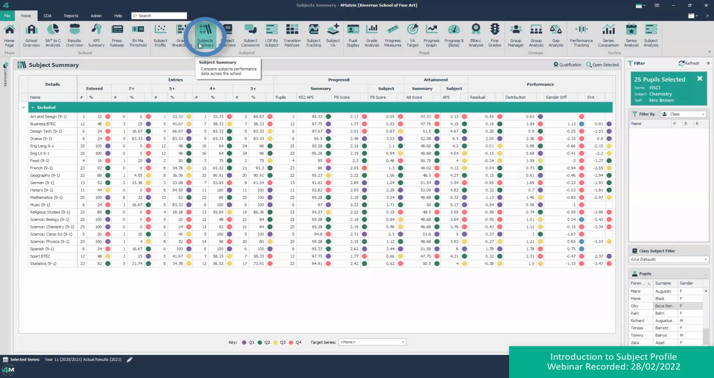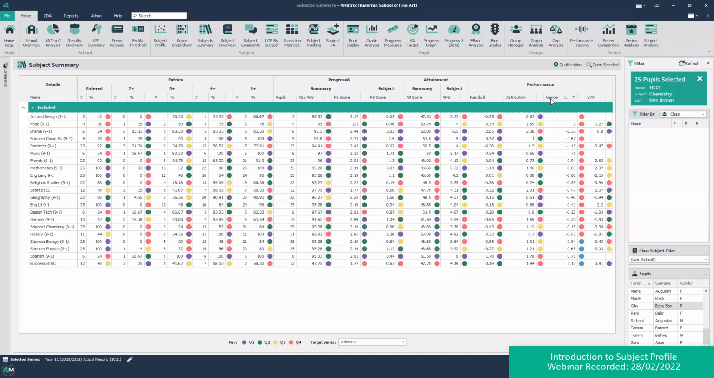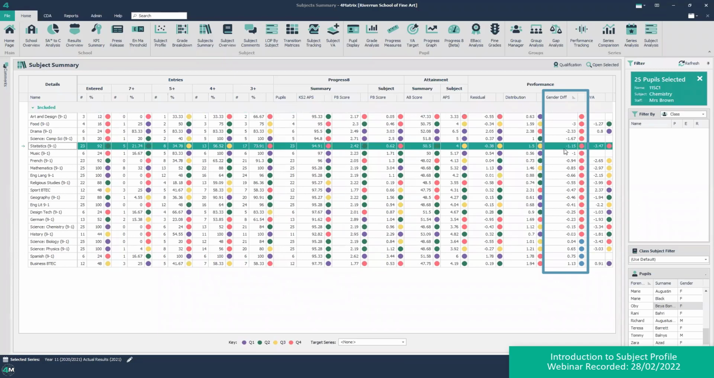So if we look at the subject summary tool, which we'll come back to and have a look at in a minute in more detail, we can have a look at this gender diff column here by sorting by it. And you can see here there's a fairly substantial difference between the relative performance of boys and girls in that particular subject. There's some subjects here that are even more extreme, but I've used statistics because there's a lot more pupils studying it, so it shows the effects rather better.